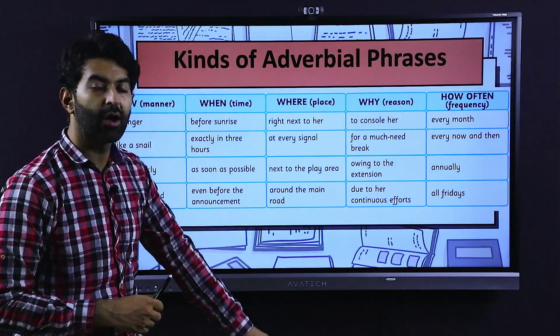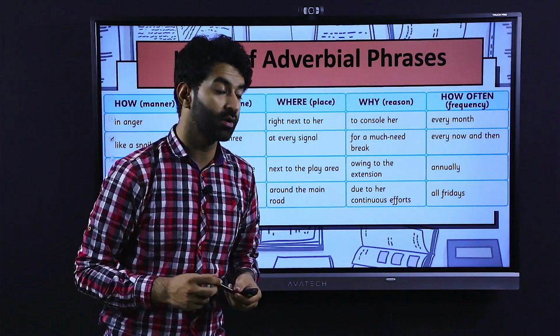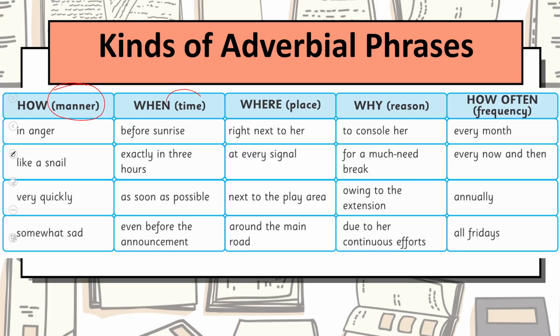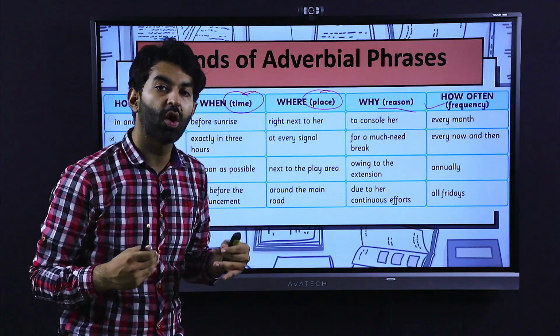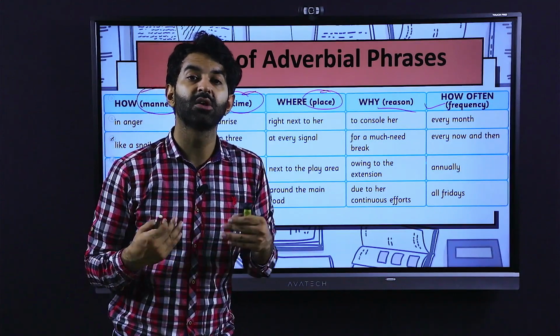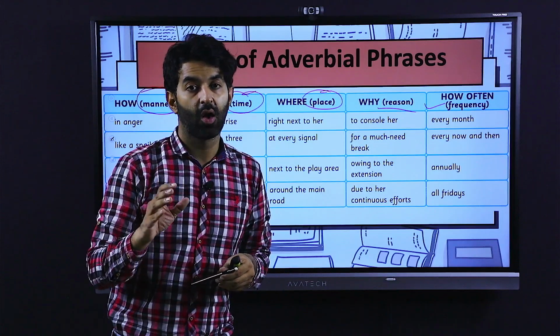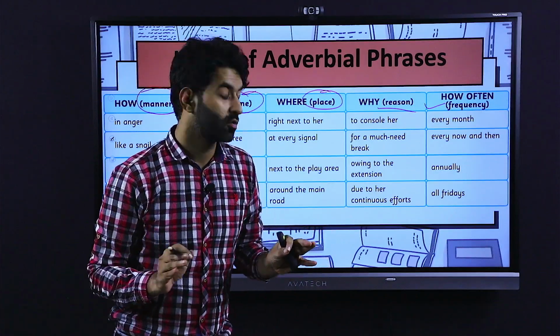Now when we are talking about answering these different kinds of questions, it means that adverbs are of different kinds. Adverb of manner, time, place, reason, and frequency. Now, adverb of manner tells us in what way, in what behavior or manner an action is being done. And that word which is describing the manner of that action, we call it an adverb of manner. It's telling the mannerism.